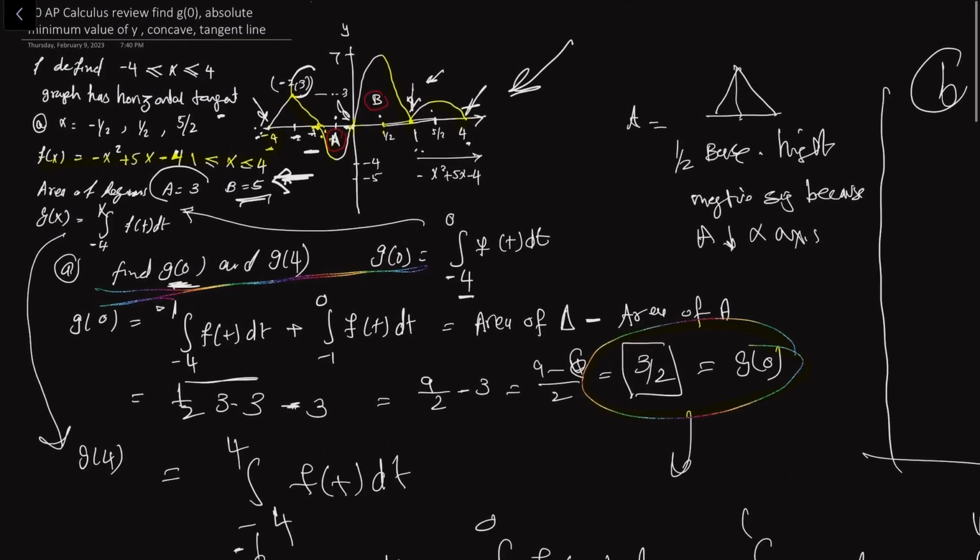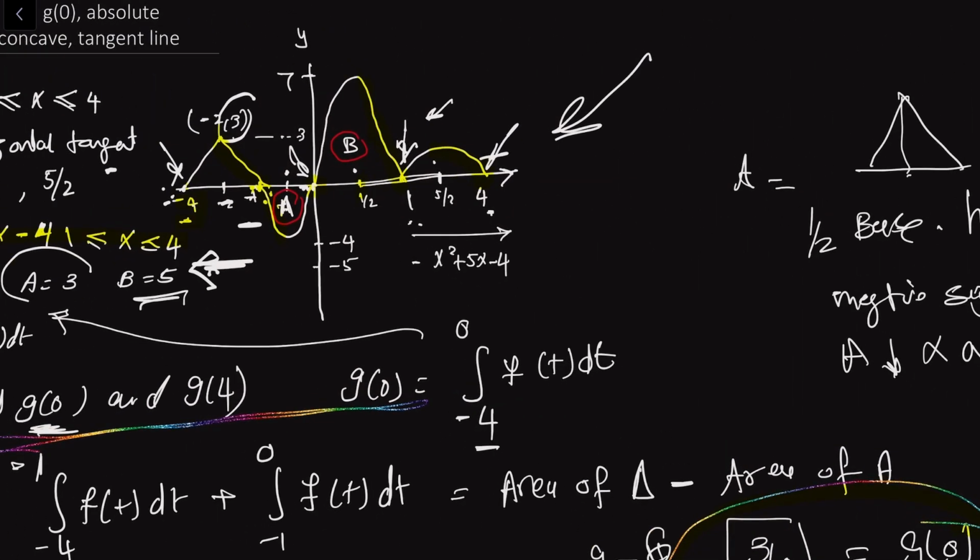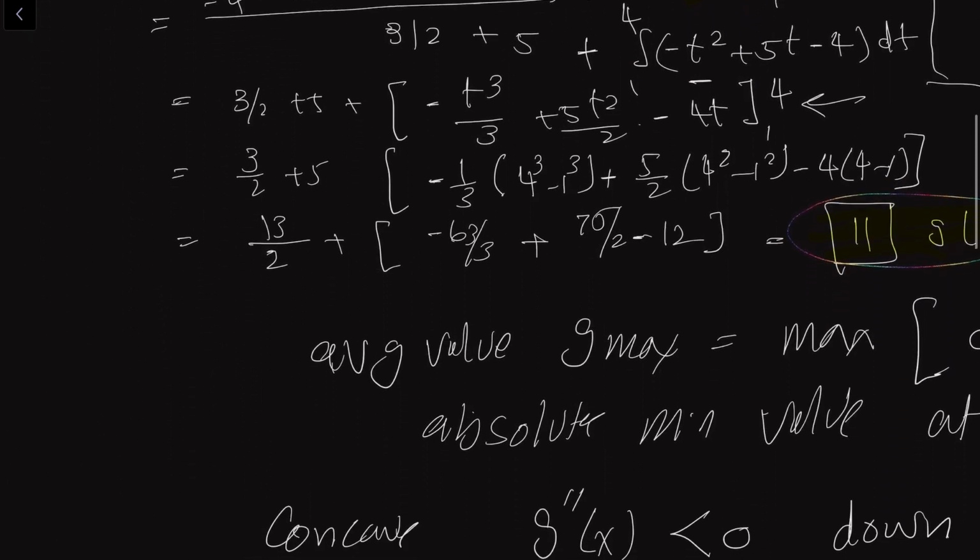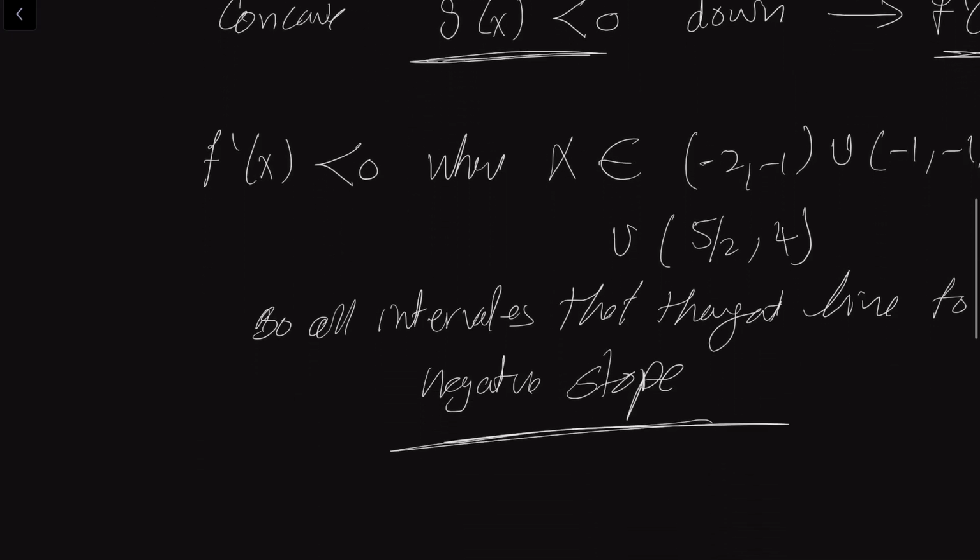So we look at the graph here and we know the slope is negative, and that's when we have the concave down, because the second derivative is less than 0. All right, that's it for this problem.